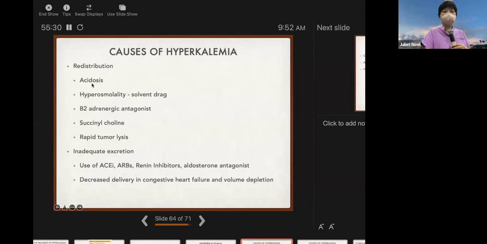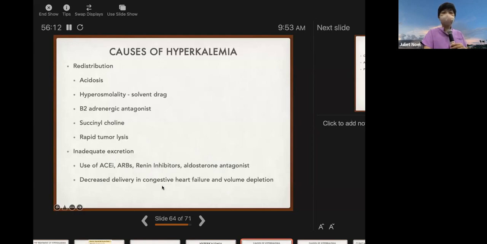So redistribution would be acidosis, hypoosmolality, beta-2 adrenergic antagonists, so the beta blockers, the antihypertensive, no? Succinylcholine, rapid tumor lysis, so destruction of cells, so hemolysis or tumor lysis when you're treating myeloproliferative diseases. So the release of potassium from the intracellular space can cause hyperkalemia. Inadequate excretion occurs when you use ACE inhibitors, ARBs, renin inhibitors, and aldosterone antagonist medications.